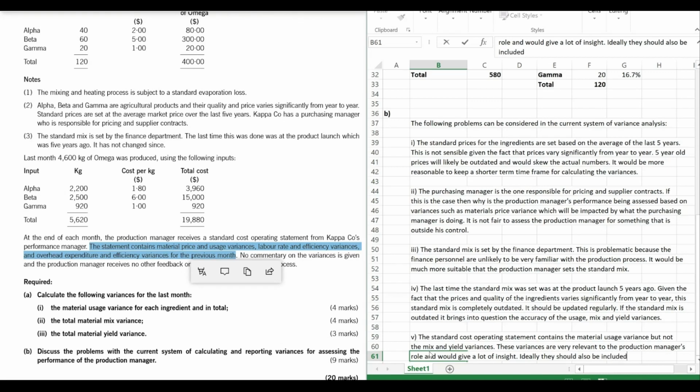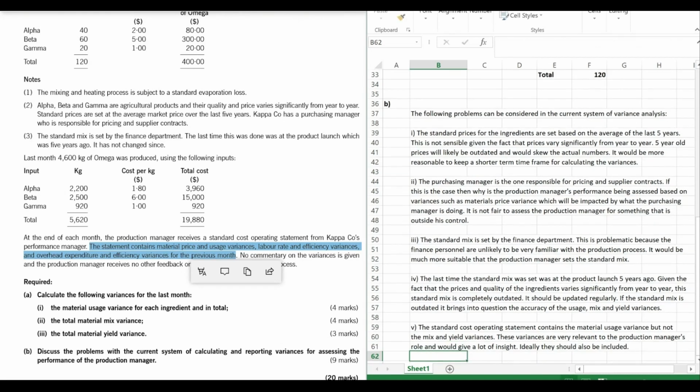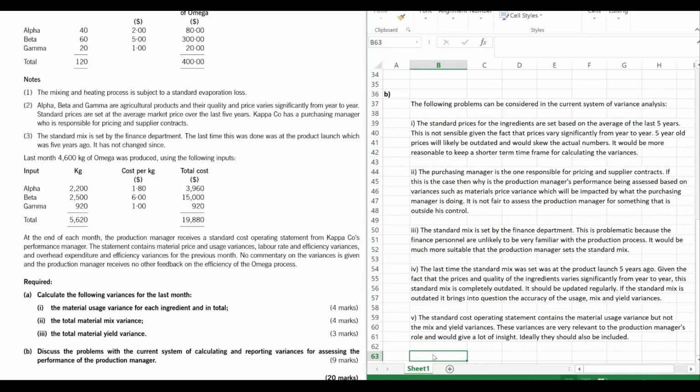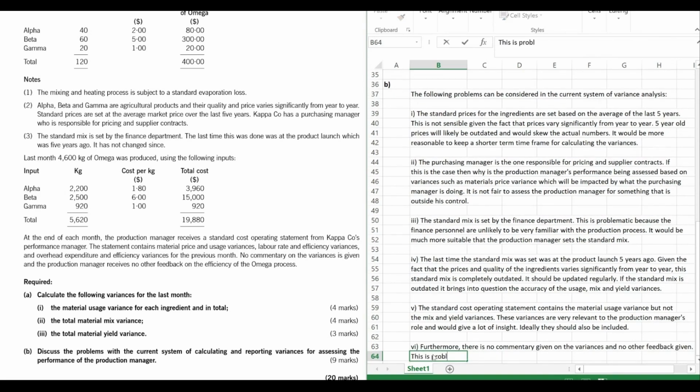Okay, after that, no commentary on the variances is given, and the production manager receives no other feedback, so that's bad too. Furthermore, there is no commentary given on the variances and no other feedback given. This is problematic because variances only cover matters from a quantitative cost aspect.